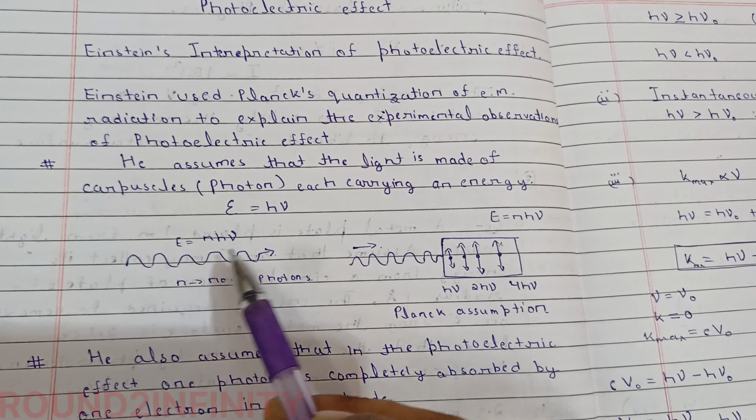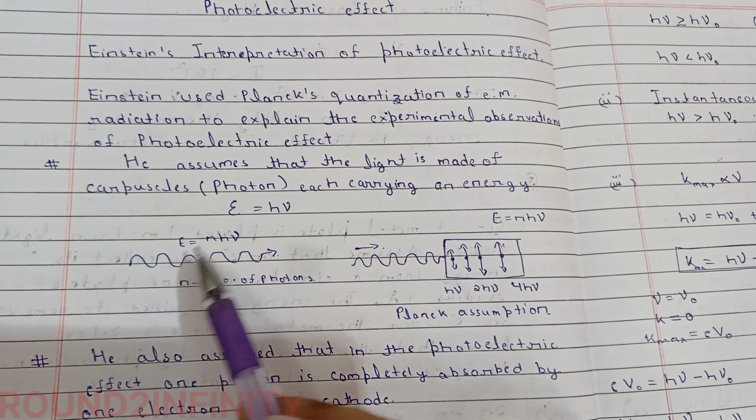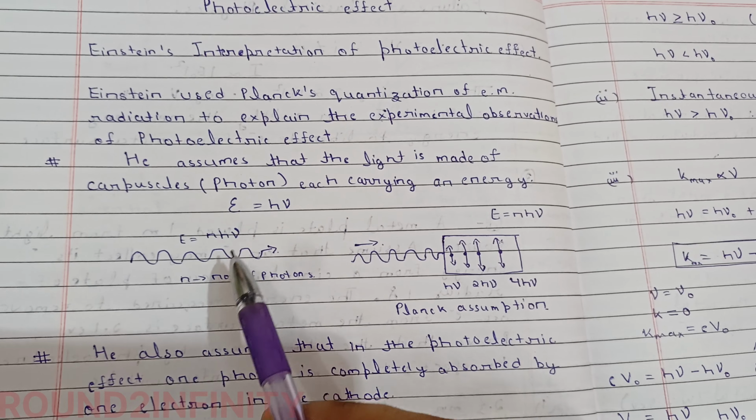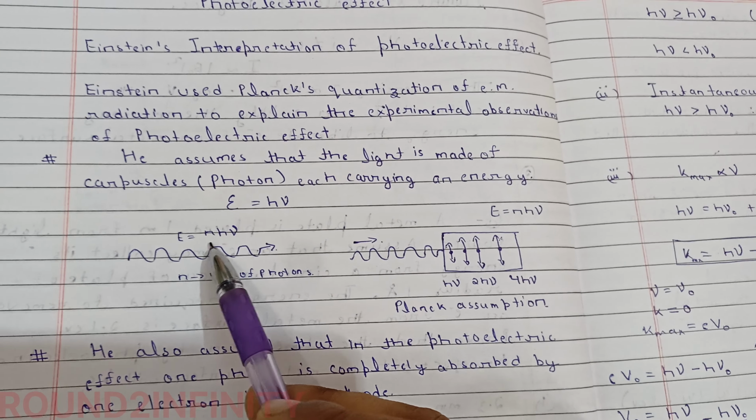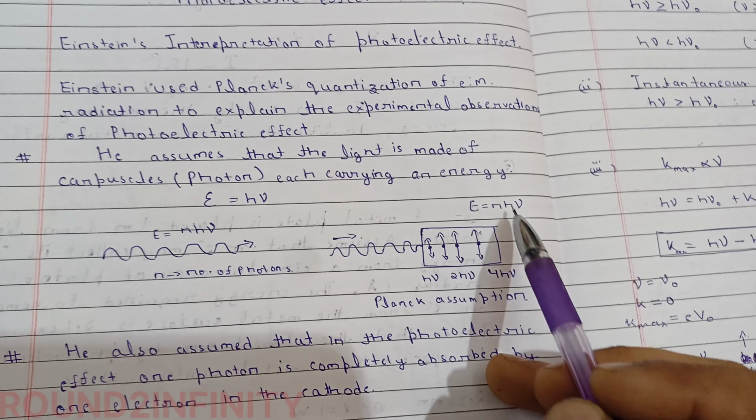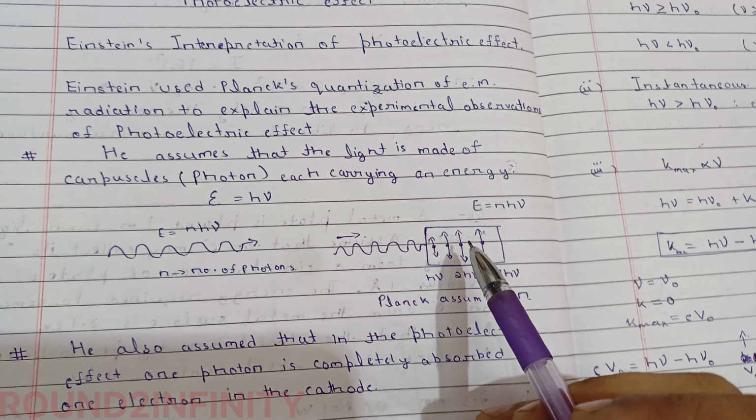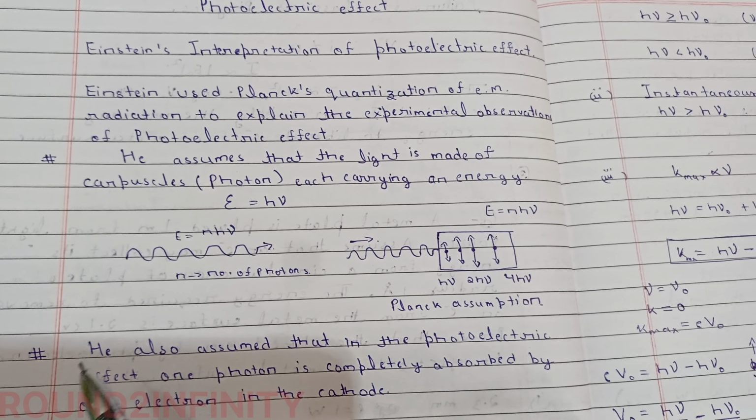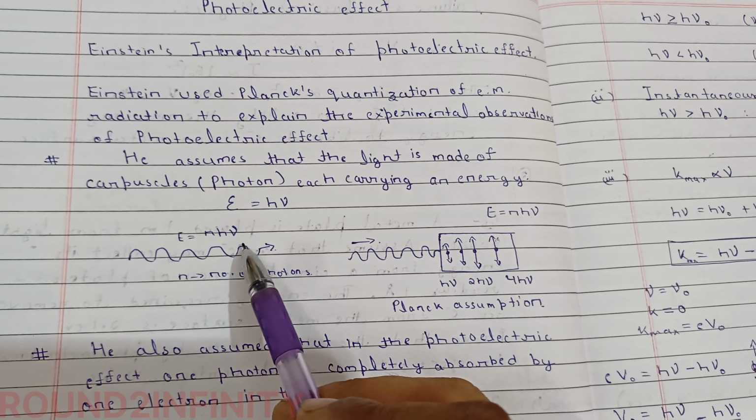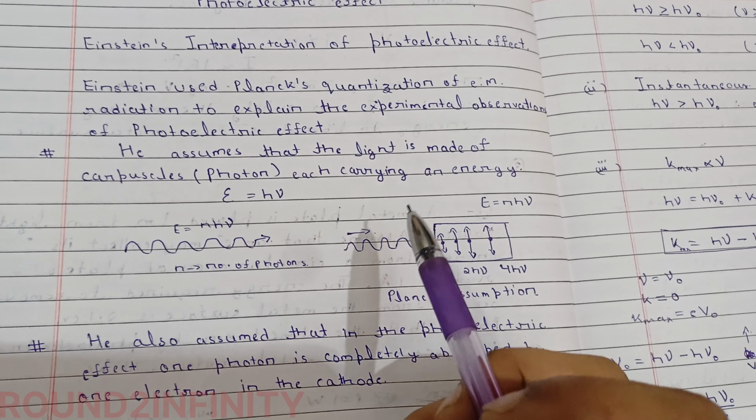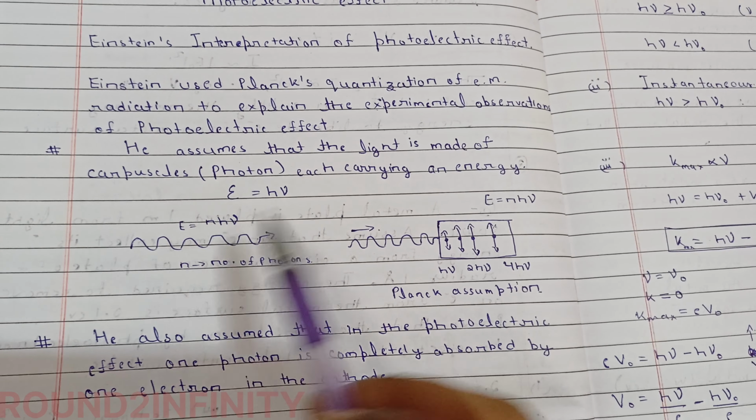If the radiation has energy E equal to n h nu, it will have n photons. In Einstein's theory this n has significance, but in Planck's theory it doesn't. There, one packet can be 3h nu or 2h nu. But Einstein said that if the energy is n h nu, then it contains n photons, and each photon has energy h nu. This was the difference between Planck's theory and Einstein's interpretation of it.